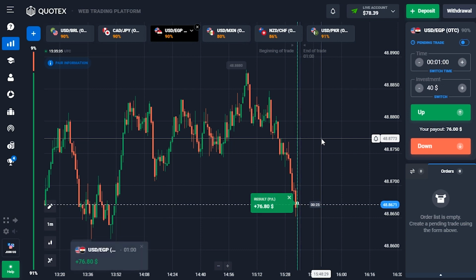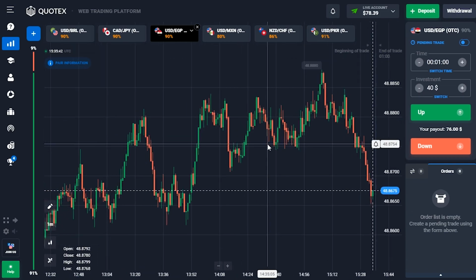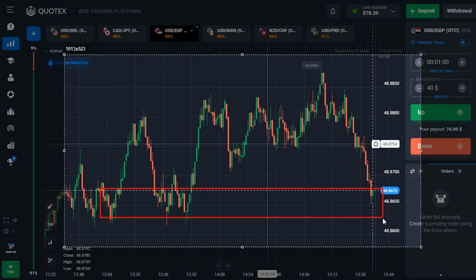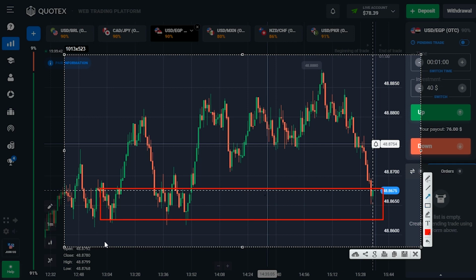Excellent results. I was able to predict the price movements again. Let me show you this level. This is strong enough. As you can see, the price may still go down a bit, so this trade was quite risky, but I still made my profit.